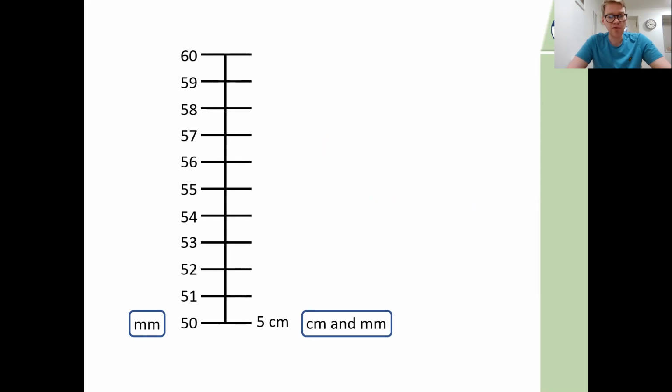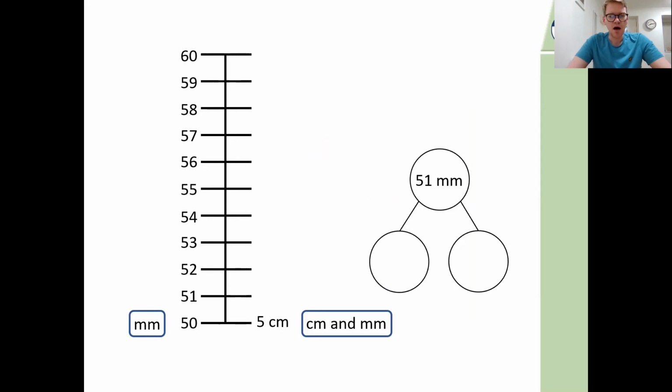Well, let's break it down with a part whole model. Our 51 millimeters, let's think about that in tens and as ones. So how many tens are there in this? There's 5 tens or 50 millimeters, and that leaves us with the 1 millimeter left over as well.